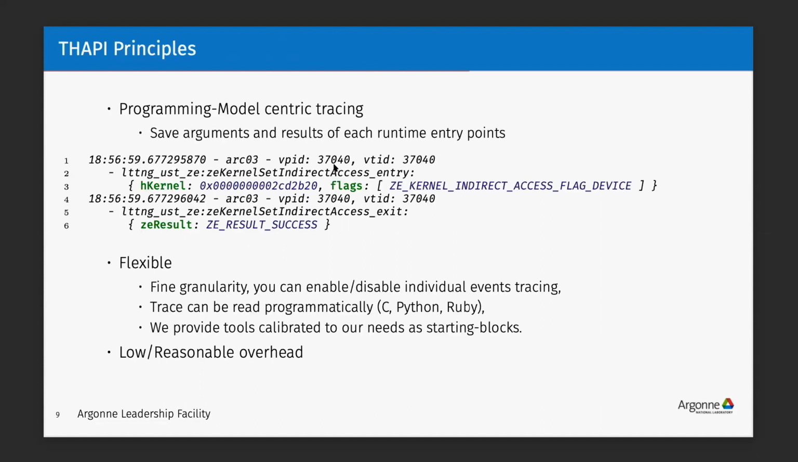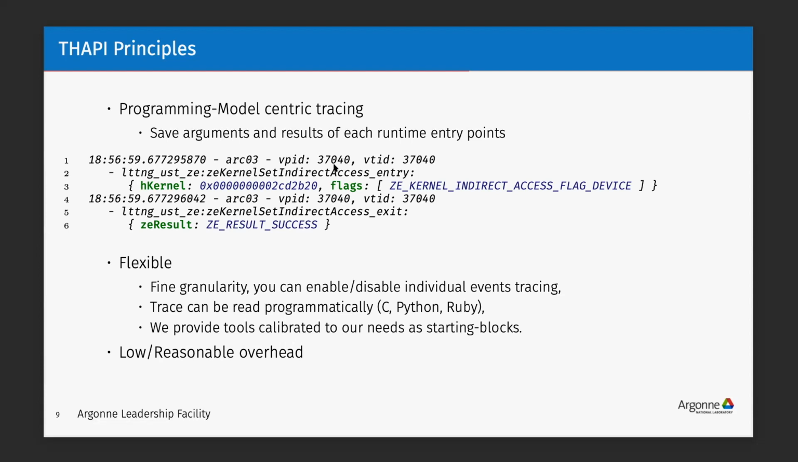So the principle of THAPI, as I said several times already, is that we will capture everything. This is a very straightforward, simple example of a Level Zero call traced through THAPI. We have the timestamp, of course, the PID and TID of whatever is running this, and the entry and exit point of each API call. Here it's a direct kernel access Level Zero API call, but we are also able to display the flags that have been used and the results, of course.